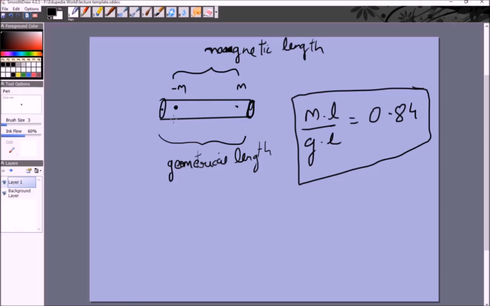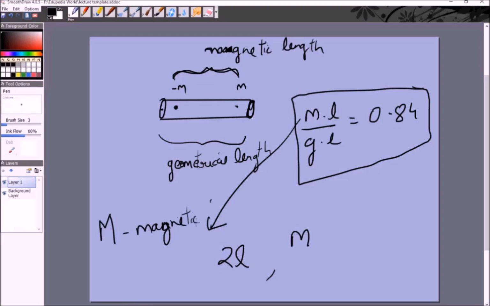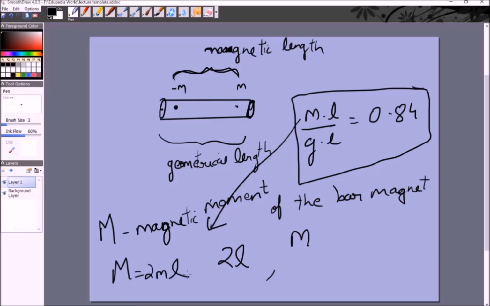Right. Now, another convention generally is that this magnetic length is not taken to be small l. Just to make the mathematics easier, it is taken to be 2l. Right. So the magnetic length is 2l, and the magnetic pole strength is m, because we have minus m and plus m. And so now we talk about capital M, which is the magnetic moment or dipole moment, sometimes dipole is omitted, of the bar magnet, and we get the equation M is equal to 2ml.